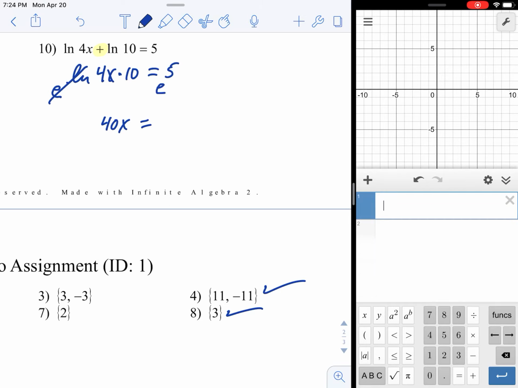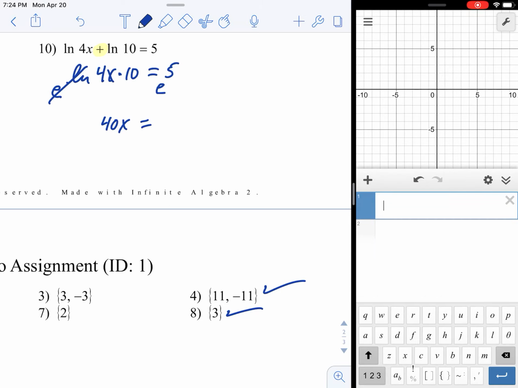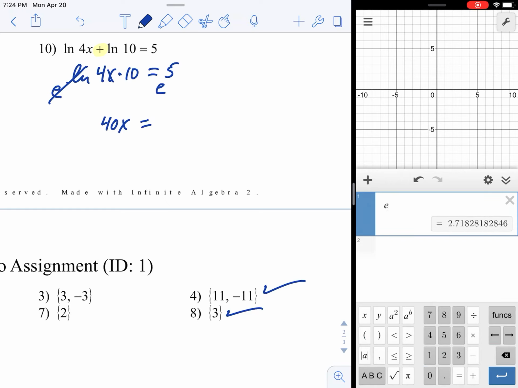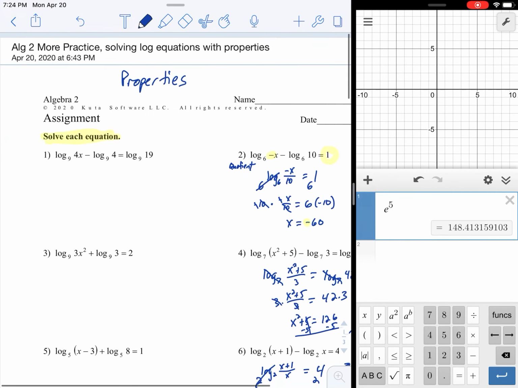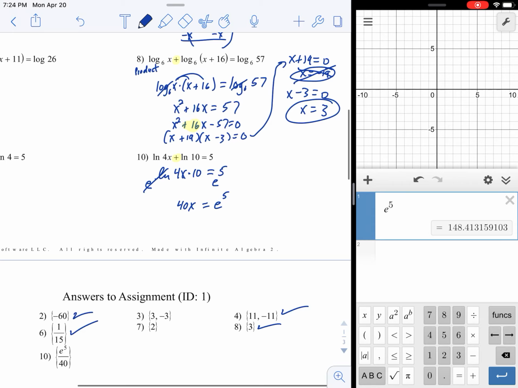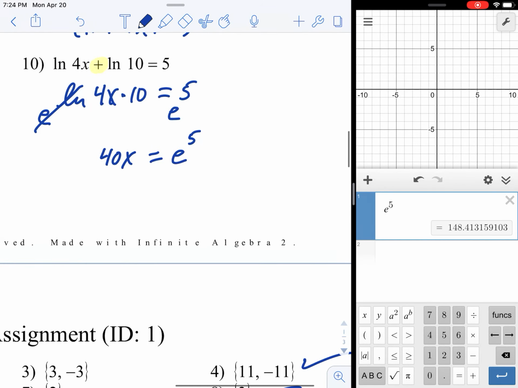At this point, you have two options. You can do e to the 5th power on a calculator and round it off, or you can just leave it as e to the 5th power. The directions here say to find, it doesn't really specify. All right, I am specifying to you to leave it as e. This is called finding an exact answer. When you use a calculator and round it off, you're finding an approximate answer.